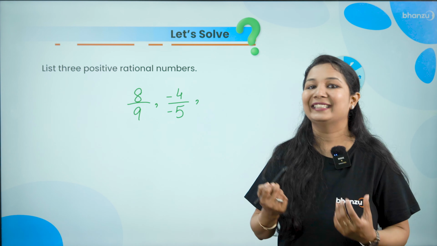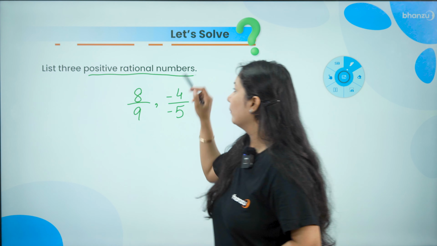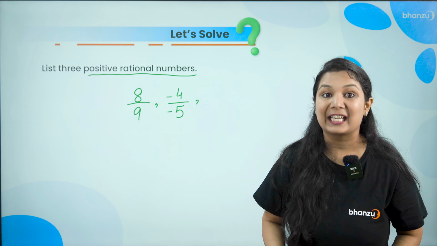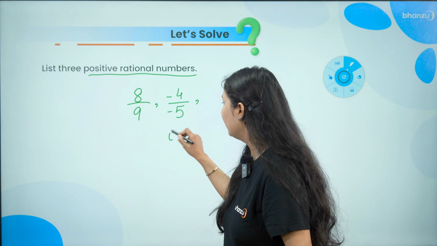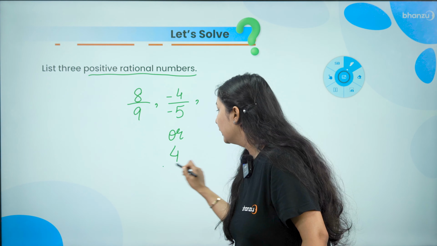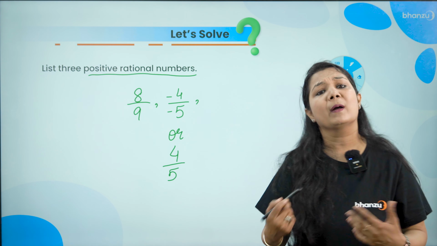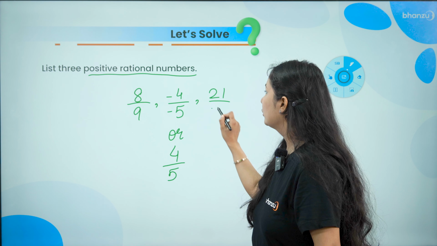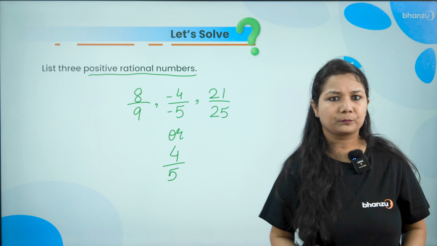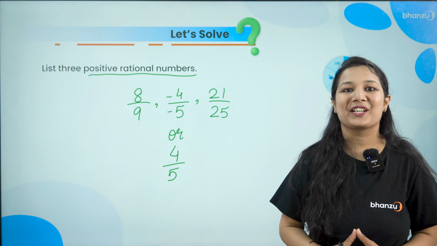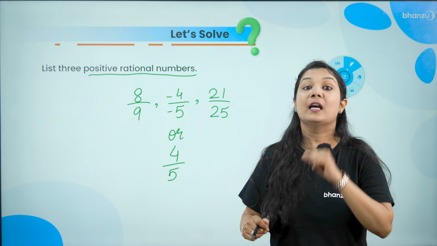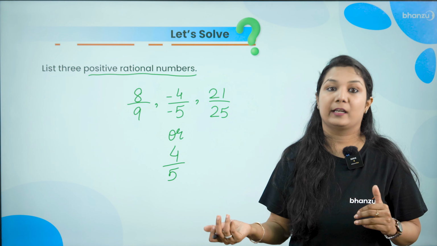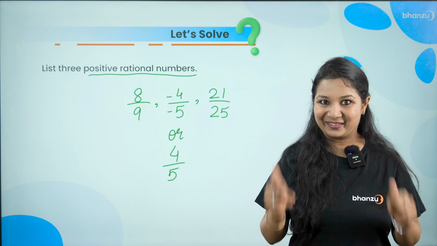So you can also write the ones which have negative numerator and negative denominator, because actually when they both are cancelled, you get the rational number as 4 by 5 only, right? And the last one can be 21 by 25 and so on. You can write any rational number of your choice, but keep in mind that both the numerator and denominator should be either positive or negative, both of them, right?